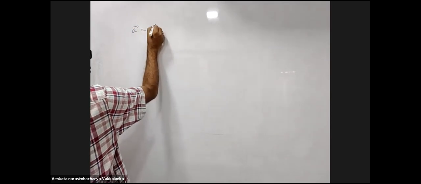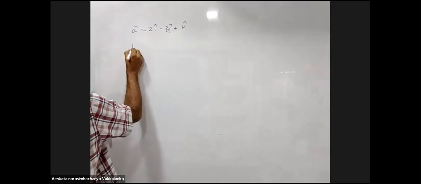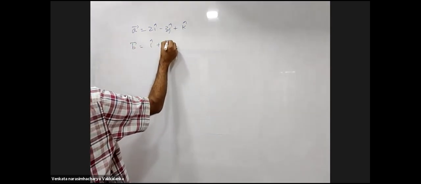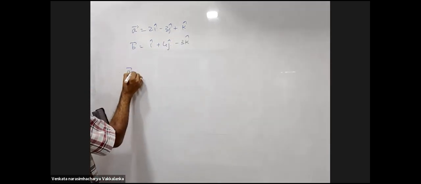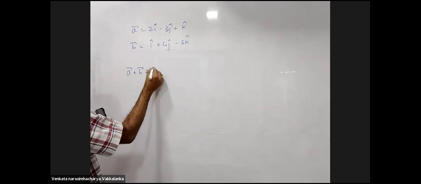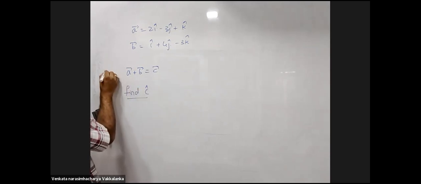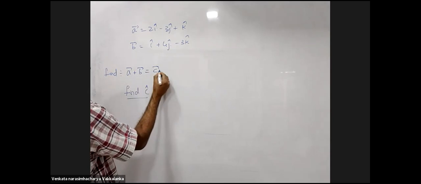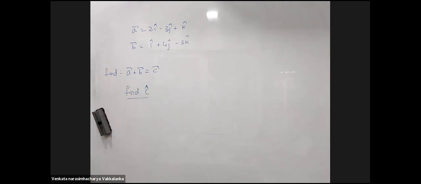Vector A is 2i cap minus 3j cap plus k cap. Vector B is i cap plus 4j cap minus 3k cap. Find A plus B, and then find the unit vector C cap along it.